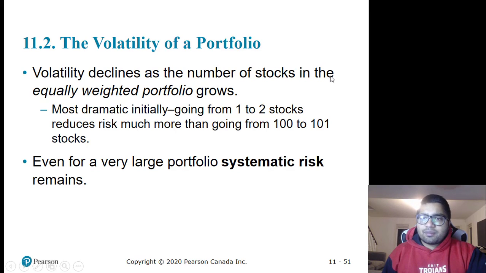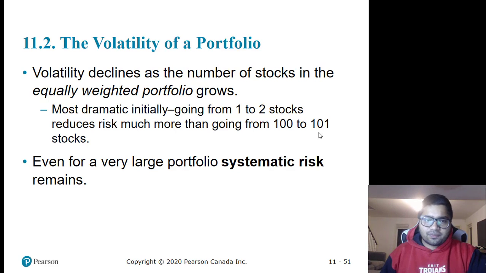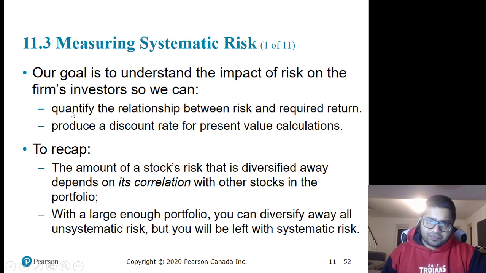Volatility declines as the number of stocks in the equally weighted portfolio grows. Most dramatic initially: going from one stock to two stocks reduces the risk much more than going from 100 stocks to 101 stocks. So as the number of stocks increases, the volatility goes down, but the rate of decrease in volatility reduces. For every large portfolio, systematic risk always remains. So you are just diversifying non-systematic risk.